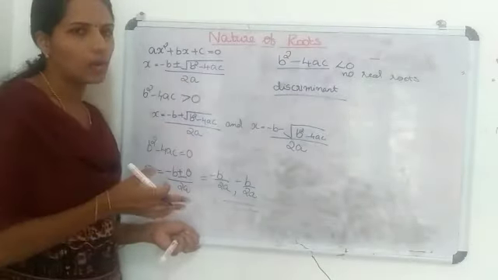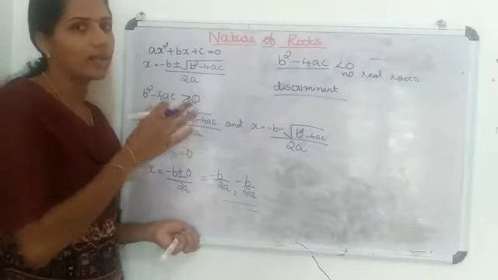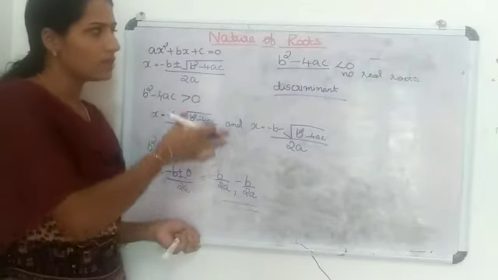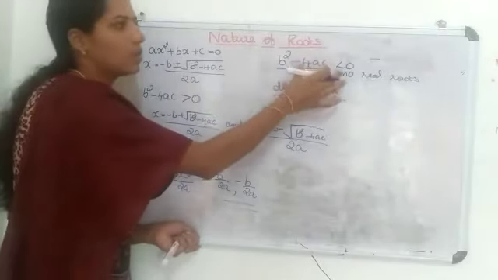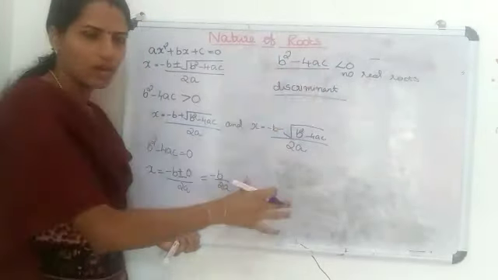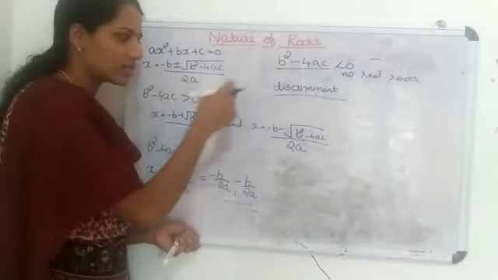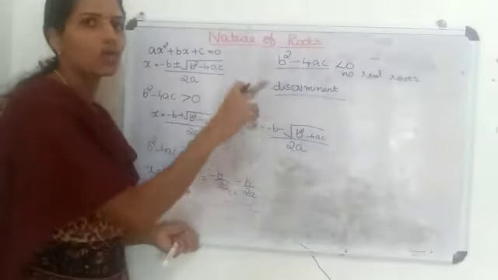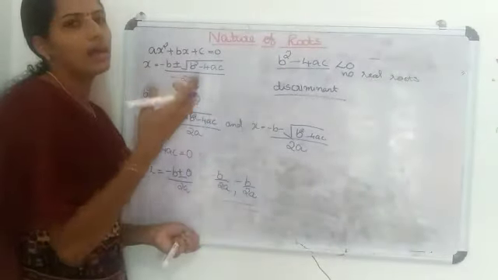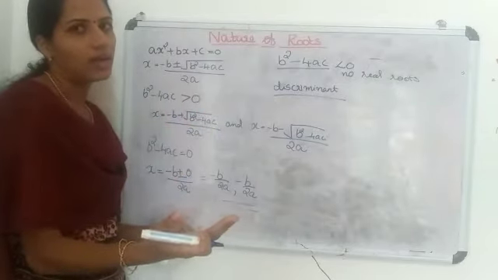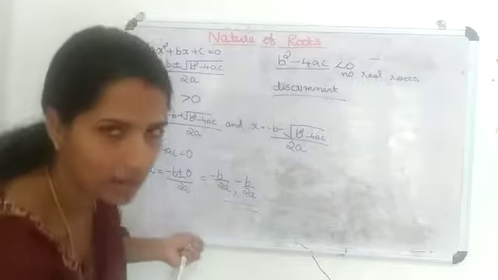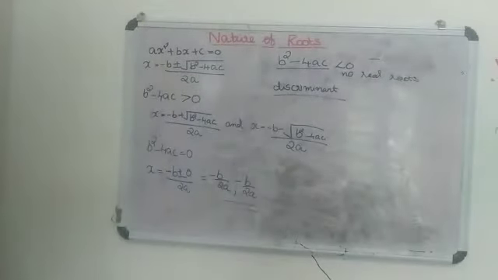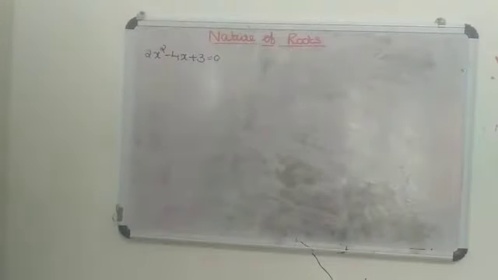The question may be asked like, find the nature of the roots. When you get a quadratic equation, just find out b square minus 4ac. Then check whether it is greater than 0, less than 0 or equal to 0. Then you can find out the nature of the roots. We will do some examples, then it will be very clear for you. So we will do one problem.